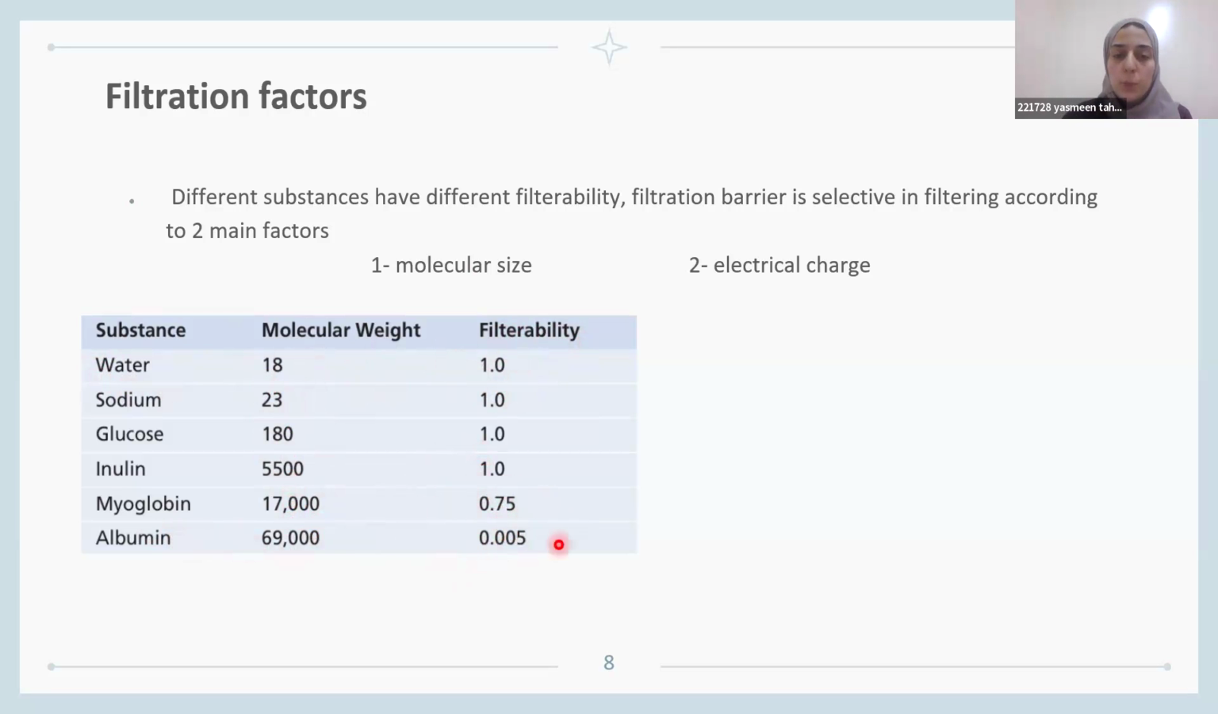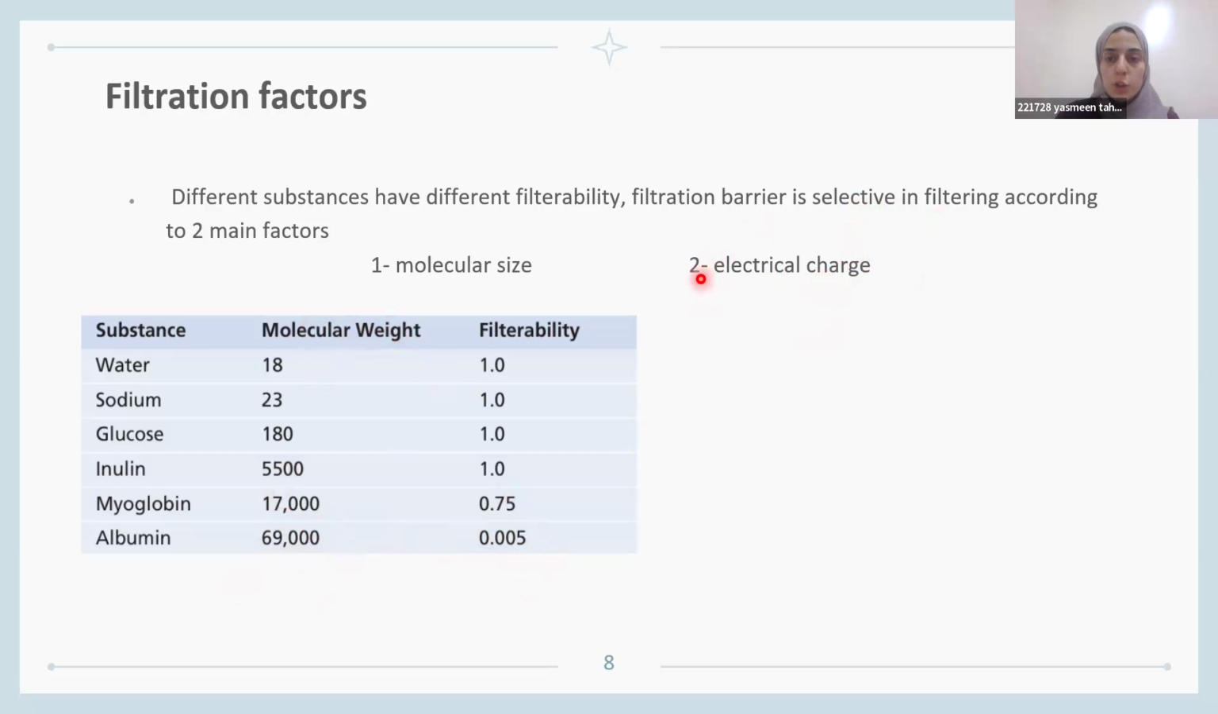So what does this value mean? When we say 0.75 filterability, water is the standard, so this is filtered as easily as like 75% of water. This is how we look at it. And albumin is not filtered at all. Normally, we shouldn't have albumin or any protein in the urine. They are not filtered, and this is due to, one, the molecular weight is very high, and two, like we mentioned, the other filtration factor is the electrical charge.